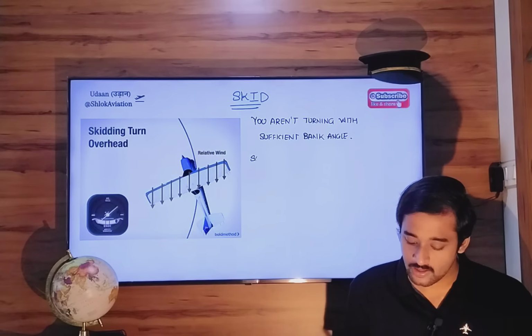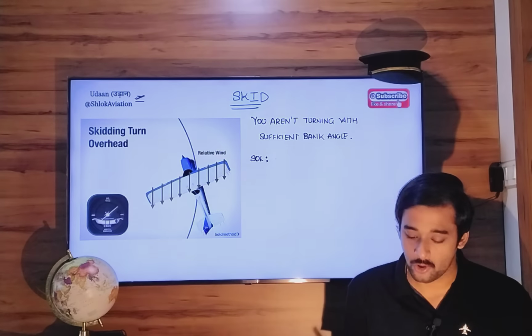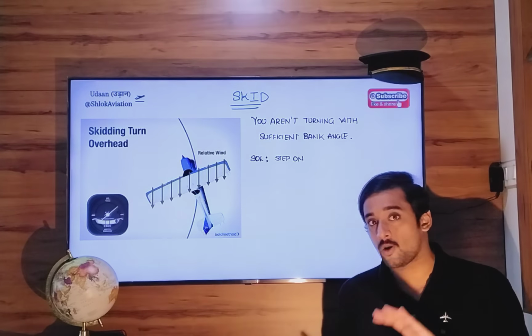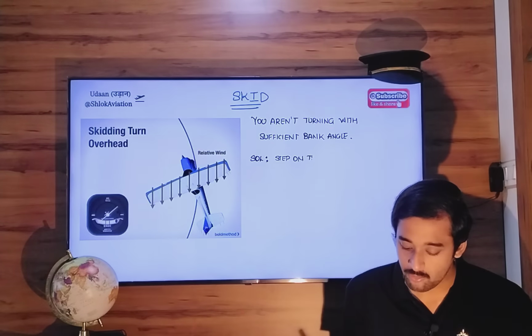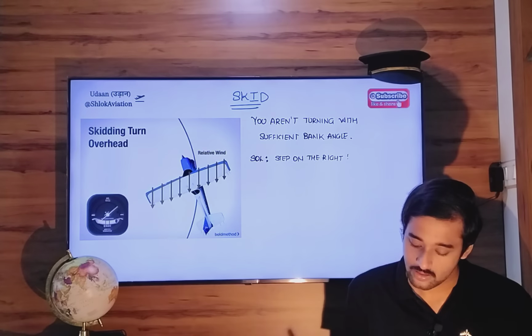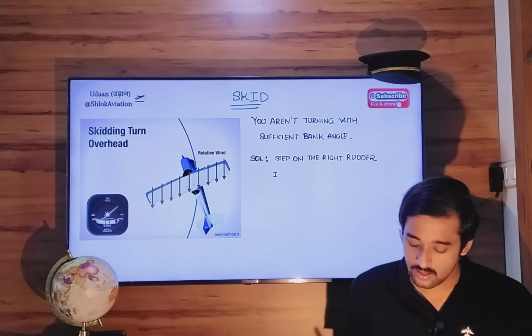What is the solution? Ideal solution is step on the rudder. So if the ball goes to the right hand side, step on the right rudder. Bring the ball in the center, make a coordinated turn, or increase bank angle. Increase bank angle.